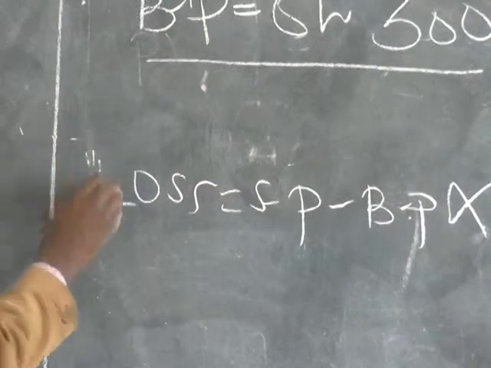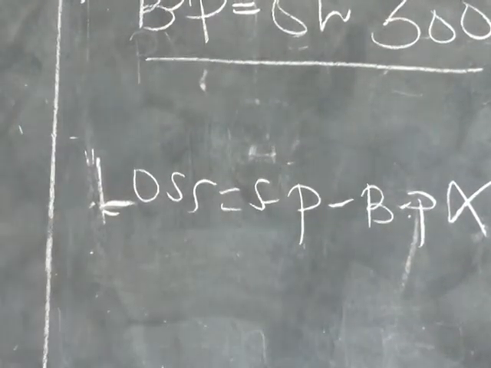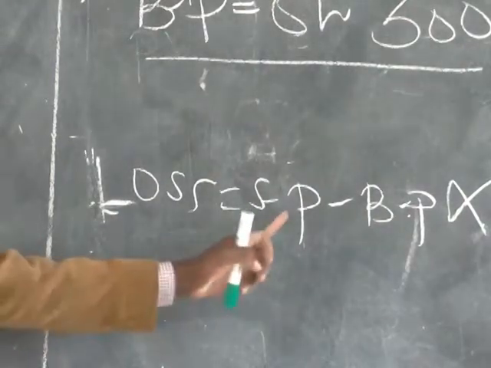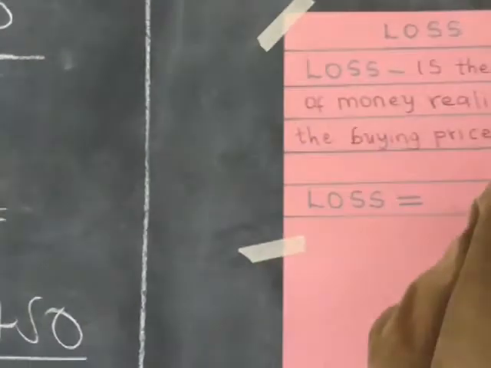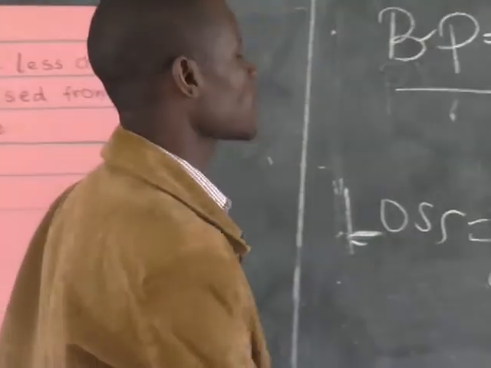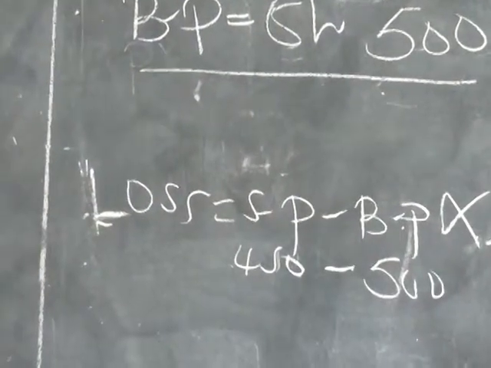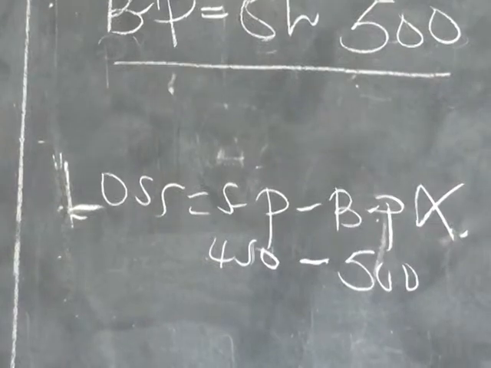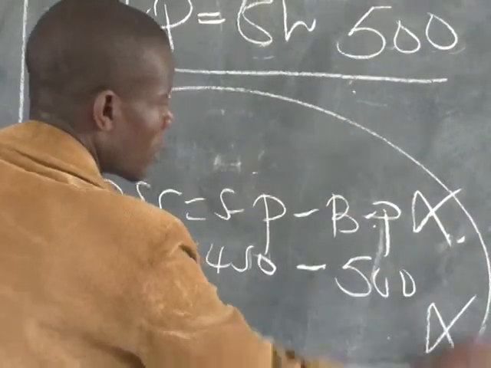Why are we not using the formula that girl has just given us? If you look at the selling price that we have here, it was 450. So when I write the 450 here, we cannot subtract the buying price, which is 500 shillings, from it. So it is impossible. Therefore, the whole formula is wrong.